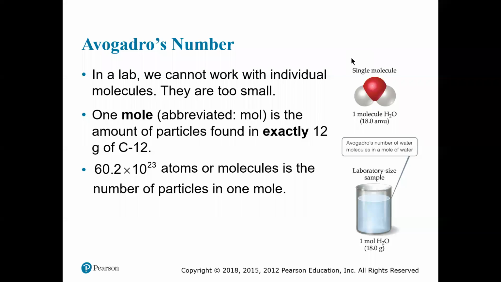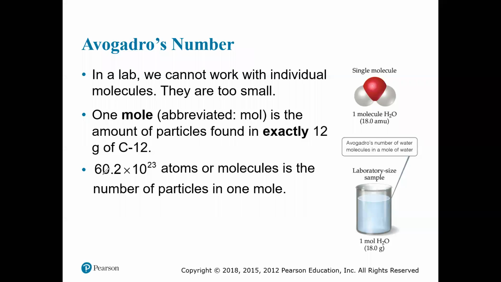So our setup is going to be 1 mole, which is acting as our chemist's dozen, is equal to 6.022 times 10 to the 23rd. So 1 mole is equal to 6.022 times 10 to the 23rd. These slides are horrible, and it makes me really angry that they can't even get Avogadro's number right.